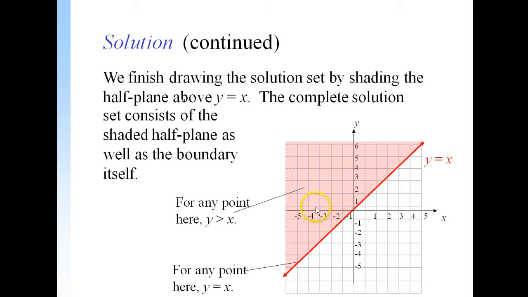And if it's only less than or greater than, it's a dotted line. If y is greater, you shade above. Greater or equal is what they're showing here.